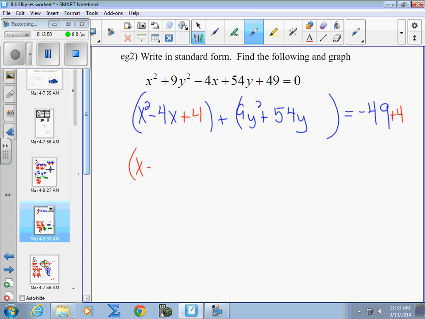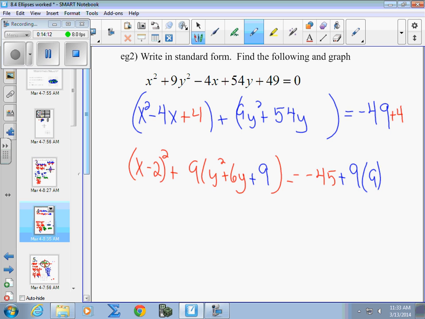So we have (x minus 2) squared plus, we need to factor out a 9 and get 9 times (y squared plus 6y) is equal to negative 45. We want to take half of 6, which is 3, and square it and add 9 here, but we're not adding 9, we're adding 9 times 9, because we have 9 here. So we get (x minus 2) squared plus 9 times (y plus 3) squared is equal to 36.